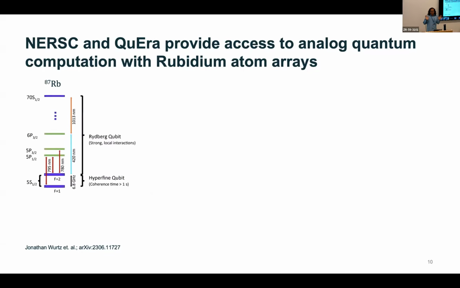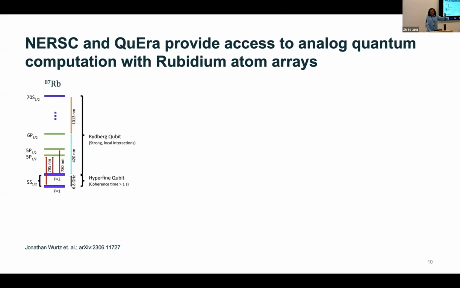So I'm going to get a little bit of atomic physics in here. So here is a subset of the energy levels of rubidium-87. Now these two levels give us the hyperfine qubit, which is what one uses for these circuit-based quantum computing. These two levels give us the Rydberg qubit, which is what we use for analog mode.